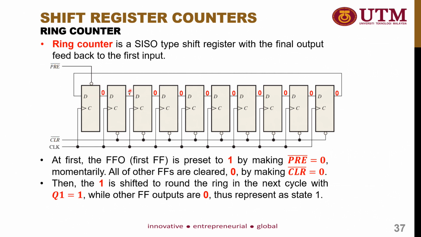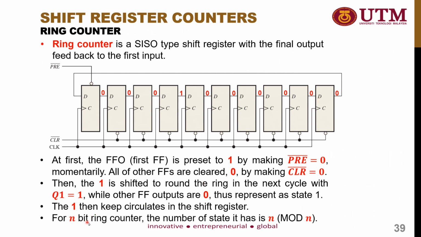So the value of 1 is going to be shifted to the next flip-flop. Okay? So it will be shifted again and shifted again. So it will be shifted all around the flip-flops. So in this ring counter, only one flip-flop output is going to be 1, and the others will become 0. So basically, the ring counter is like the travel of the value of 1 inside each flip-flop.